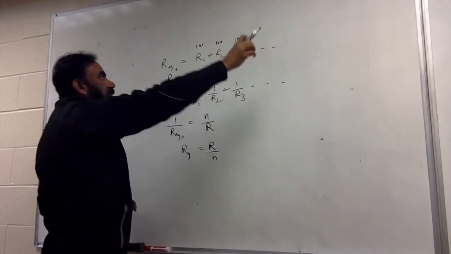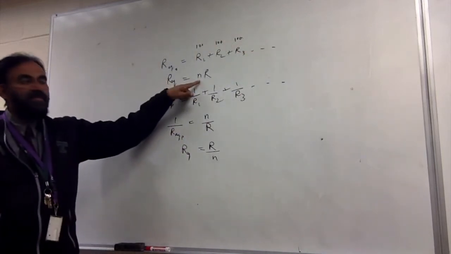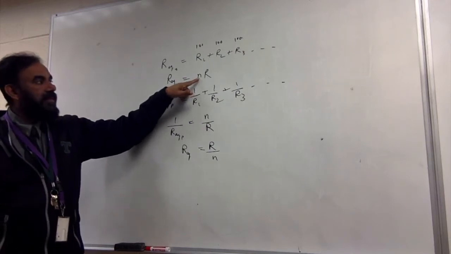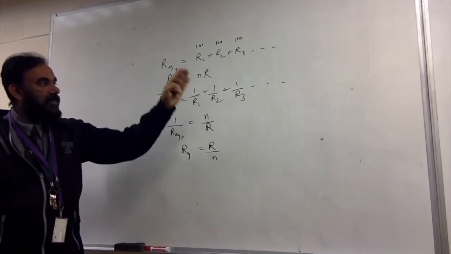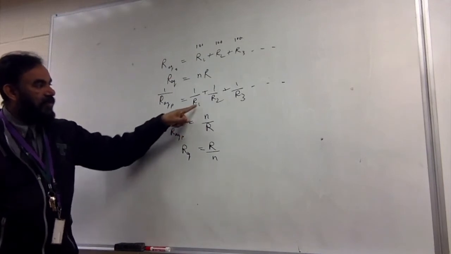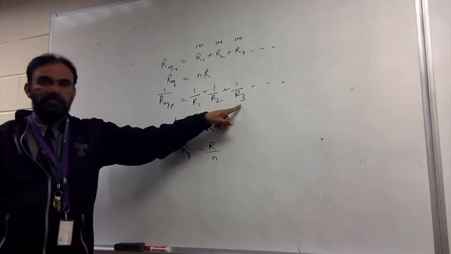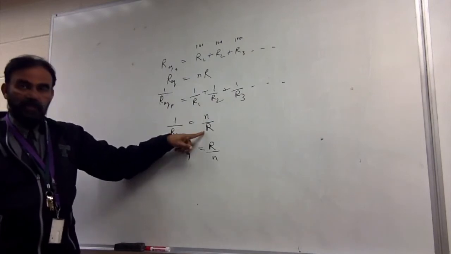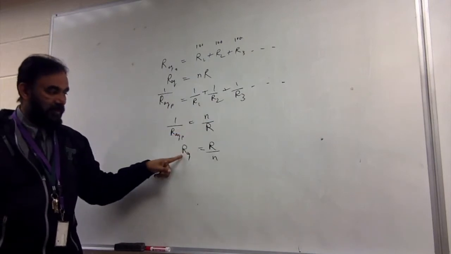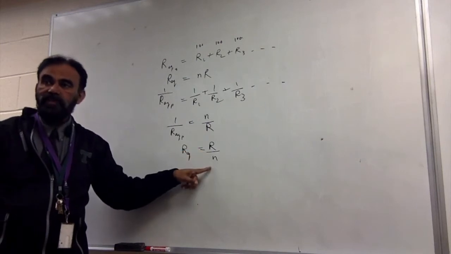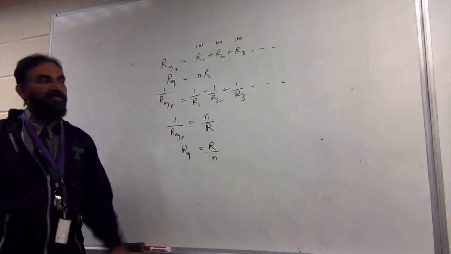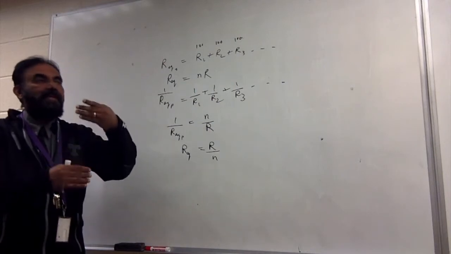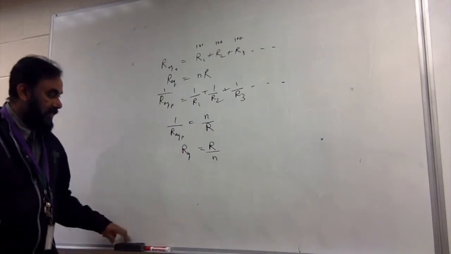Let's say, for example, I have 100 ohm resistors, and there are 10 of those. What is the equivalent resistance? 1000 ohms, so 10 times 100 ohms. Now if you have 3 resistors of 100 ohms connected in parallel, it will be 3 over 100, so the equivalent resistance is 100 over 3, which is 33.3 ohms.